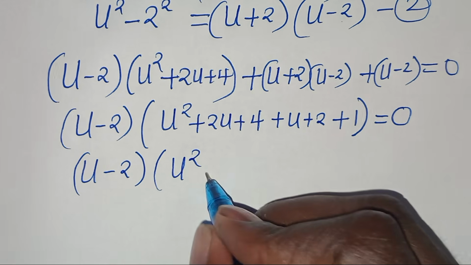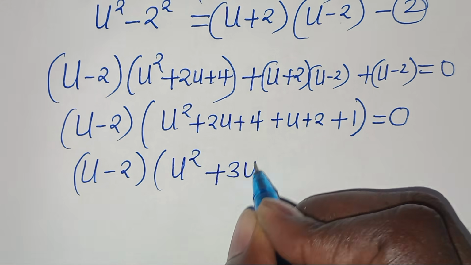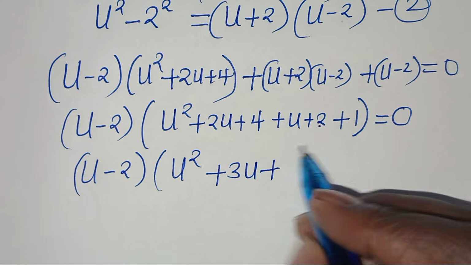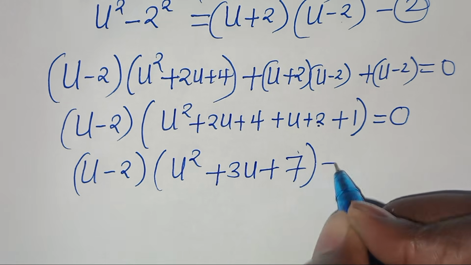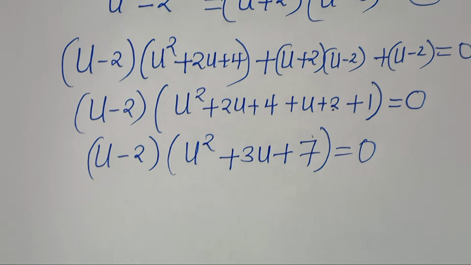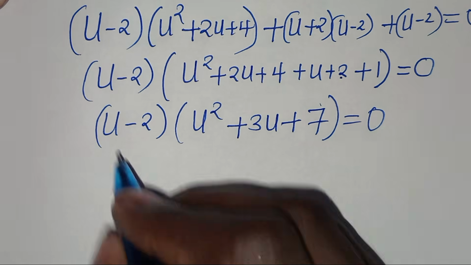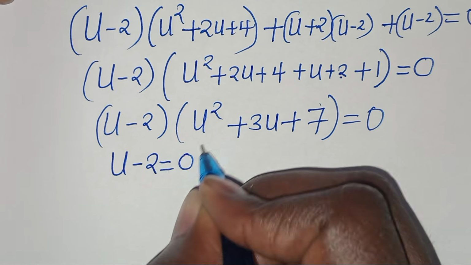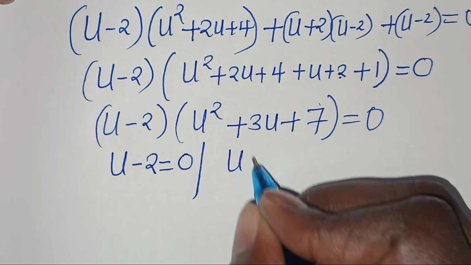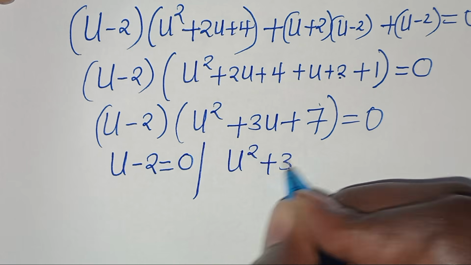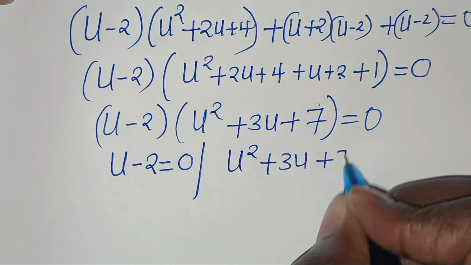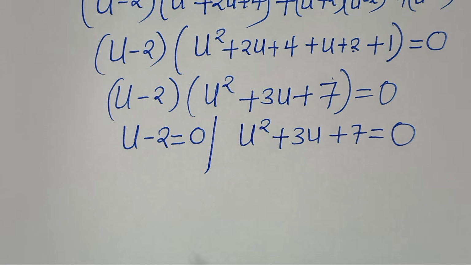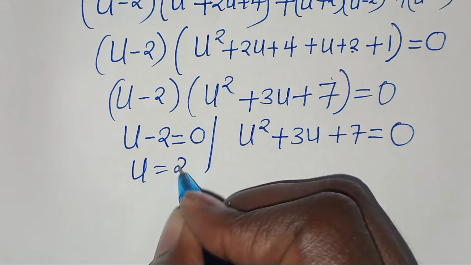2u plus u, this is 3u, so plus 3u. Then plus 4 plus 2, this is 6, plus 1, this is 7, so plus 7, this is equal to 0. So this means that we have u minus 2 equal to 0, then we have u raised to the power of 2 plus 3u plus 7 equal to 0. From the first part here, we have u is equal to 2.